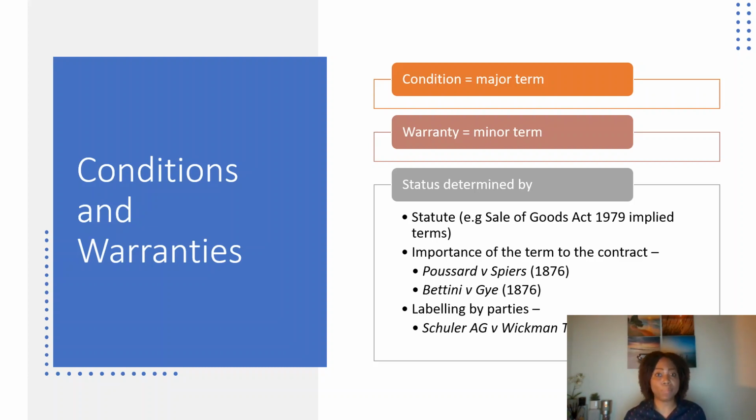This came through in Poussard v. Spiers and Bettini v. Gye. It could also be that parties label their terms as either conditions or warranties, but that is not conclusive, and the courts of law could also step in to actually determine whether a term should be a condition or warranty.